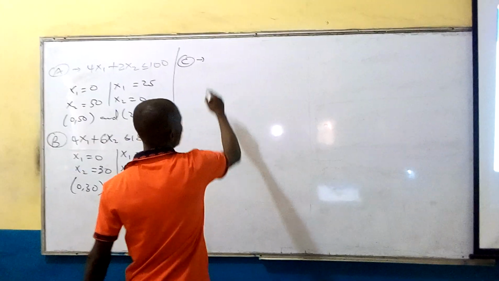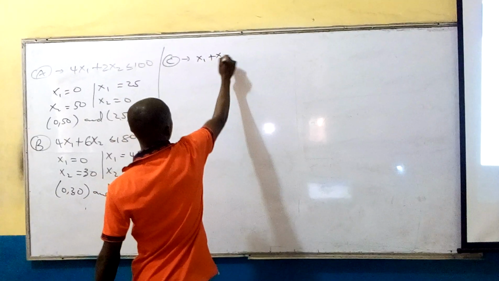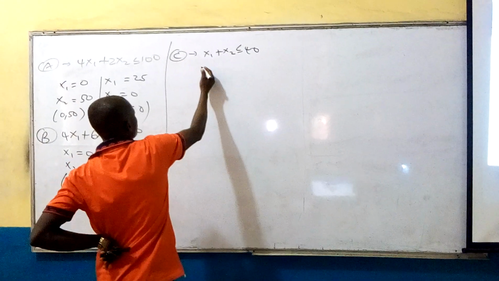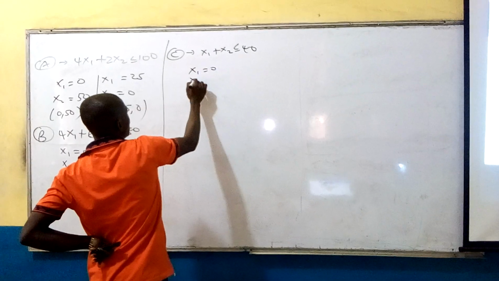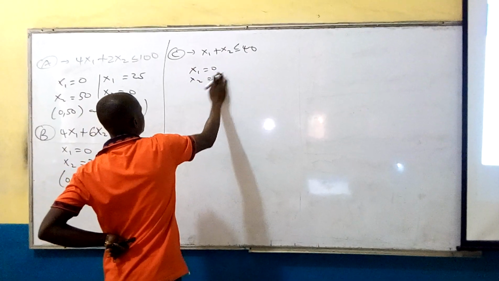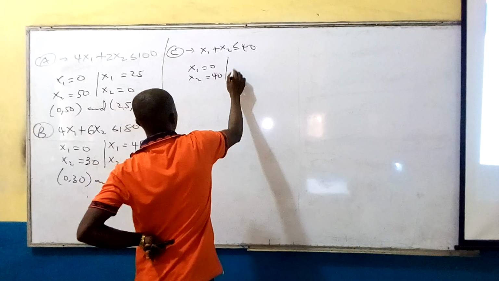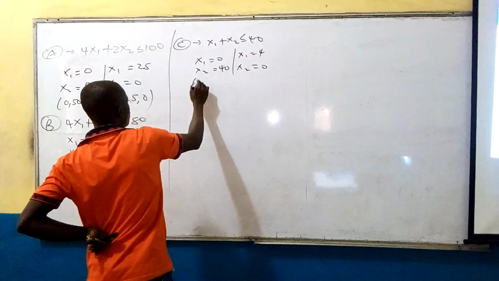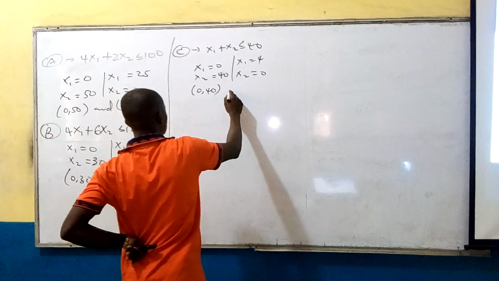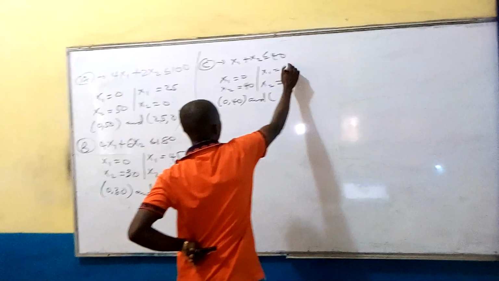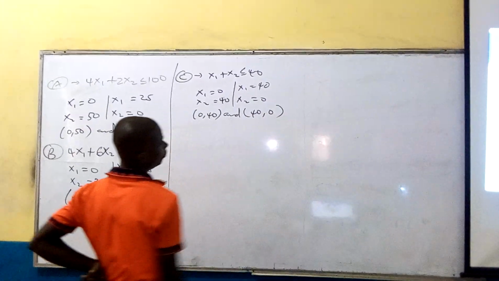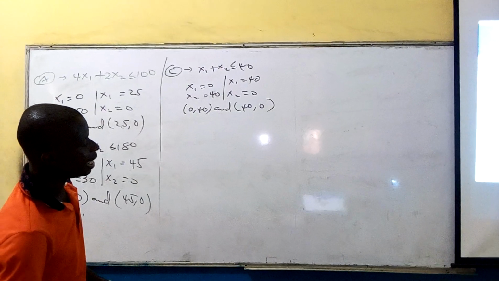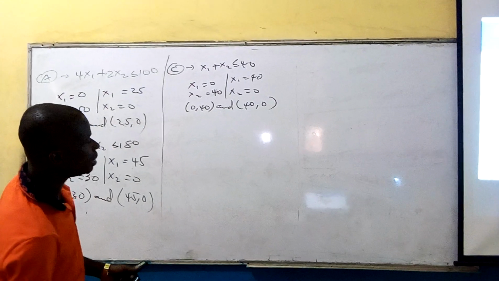Constraint C, we have x1 plus x2 less or equal to 40. So if x1 is 0, then x2 is 40. Sorry. Then if x2 is 0, then x1 is 40. So we can plot the point 0, 40. Then 40, 0.